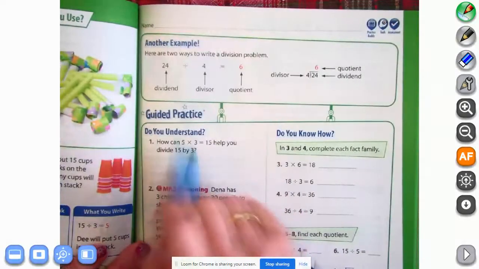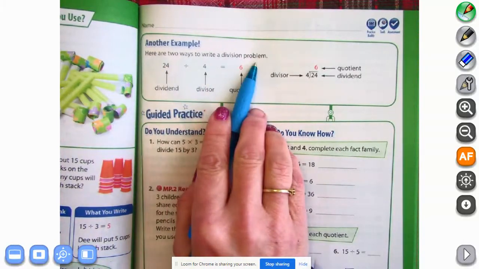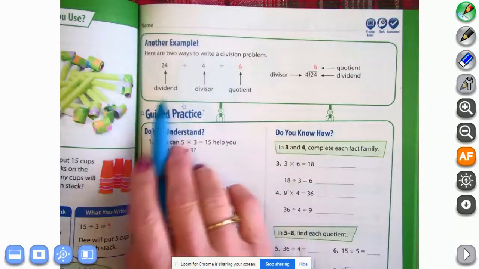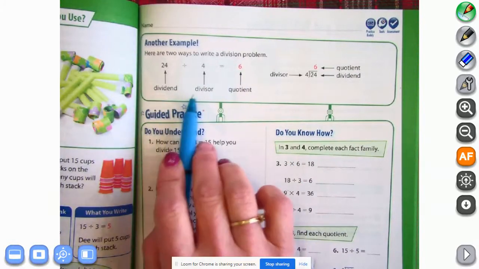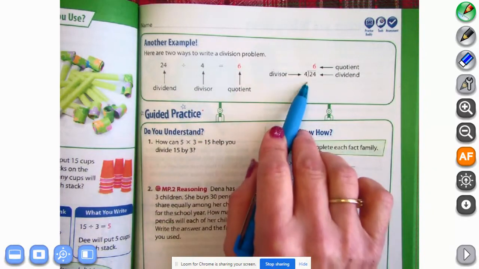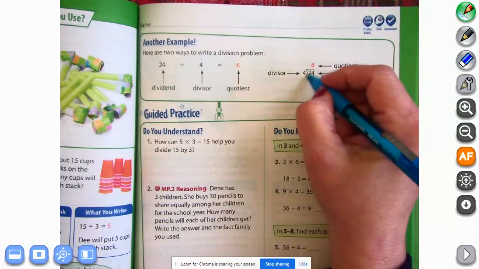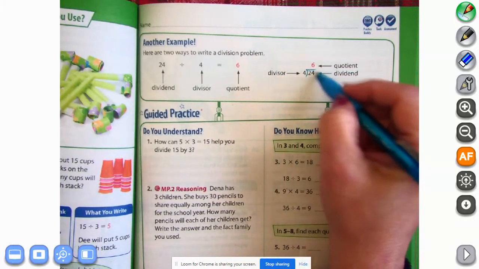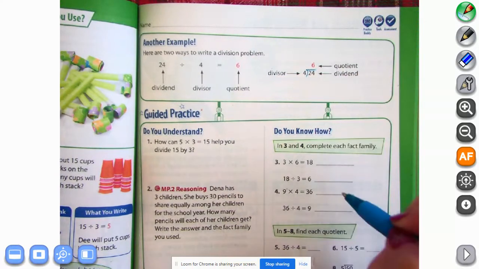All right, so let's go over here to page 177. It says, here are 2 ways to write a division problem. 24 divided by 4 equals 6. So this is the dividend, this is the divisor, this is the quotient. Here's another way. You may have seen this. A lot of people call it the house. We have the divisor on the side, the dividend inside, and the quotient on the top.